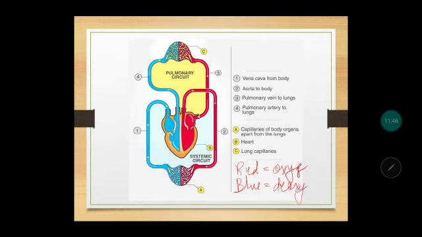Again children, oxygenated means blood which is rich in oxygen. Deoxygenated means blood that lacks oxygen, means oxygen is absent over here, less oxygen is there. So the red part is showing oxygenated blood, and blue is showing deoxygenated blood. Clear? Now let us begin from here.